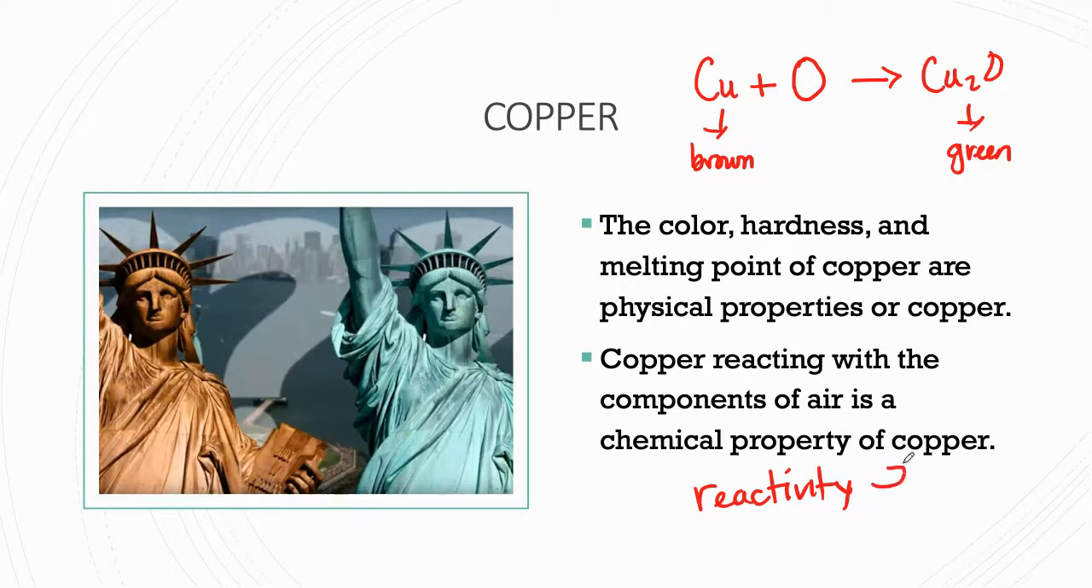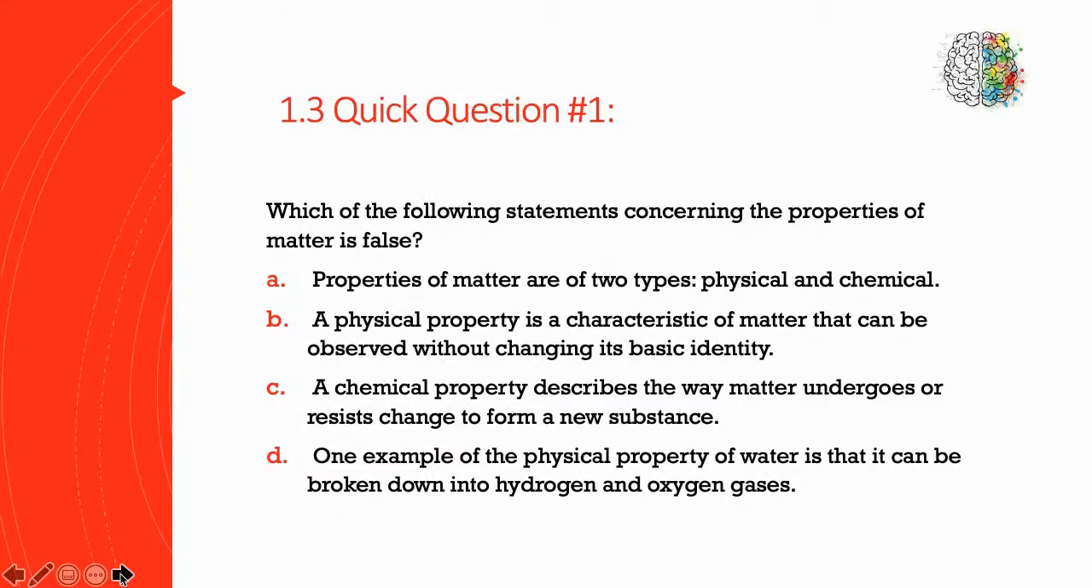chemical property. So if I wanted to list physical properties of copper, I would say it's a metal, it's hard, it's solid at room temperature, it has a brown color. If I wanted to list a chemical property of copper, I would say it reacts with oxygen in the air to form this copper oxide. Okay? So that's a good example. Let's see what you know.